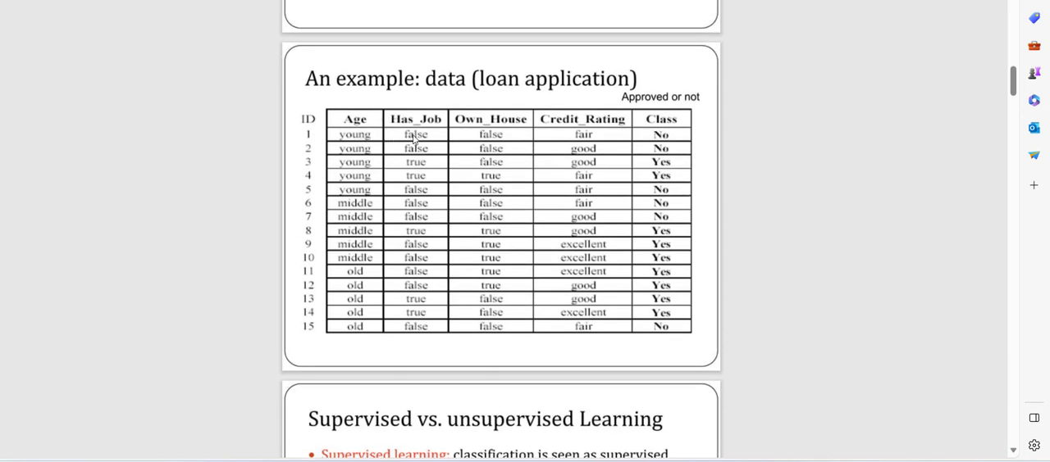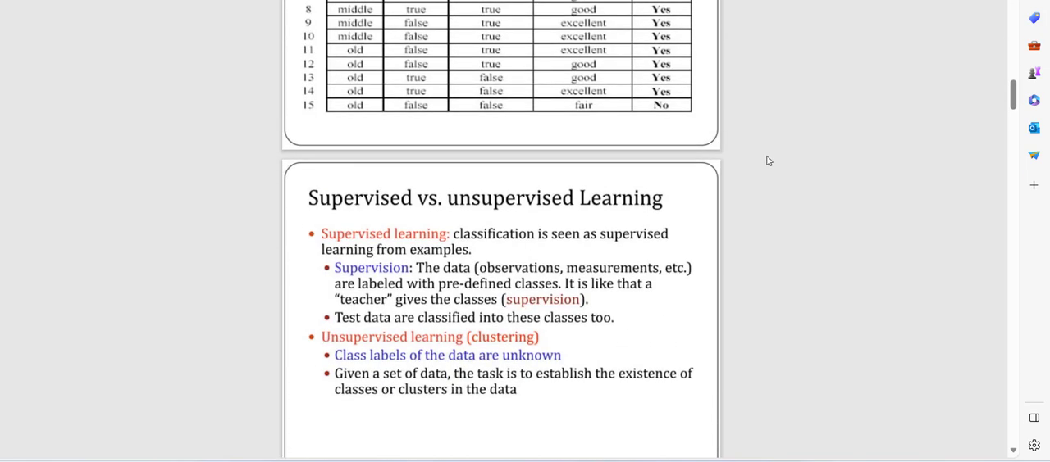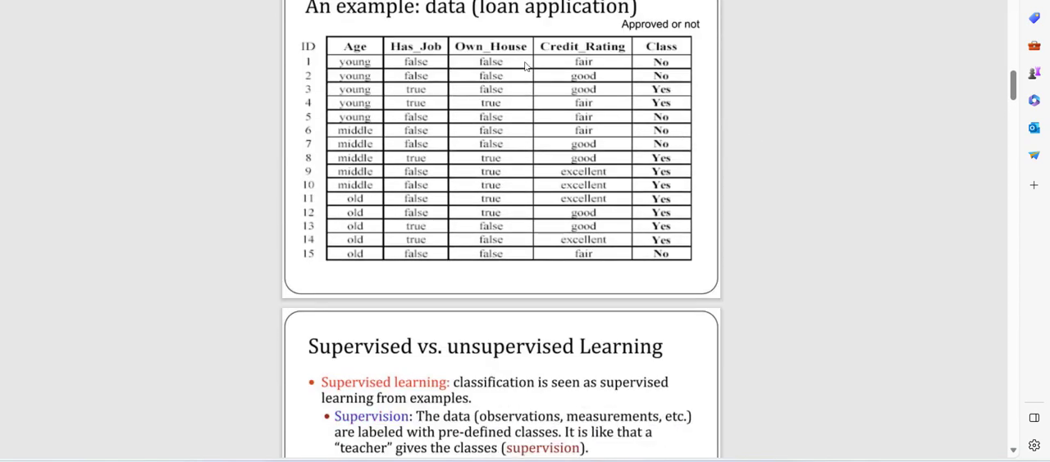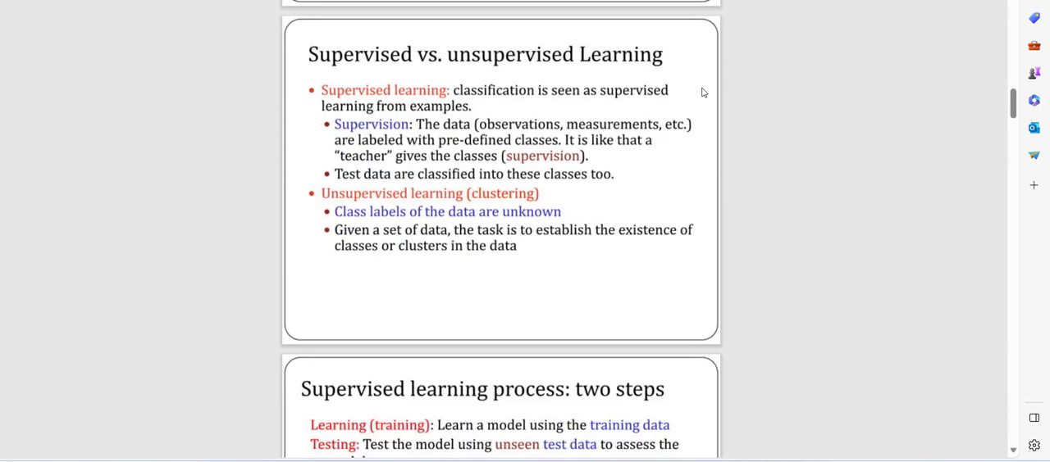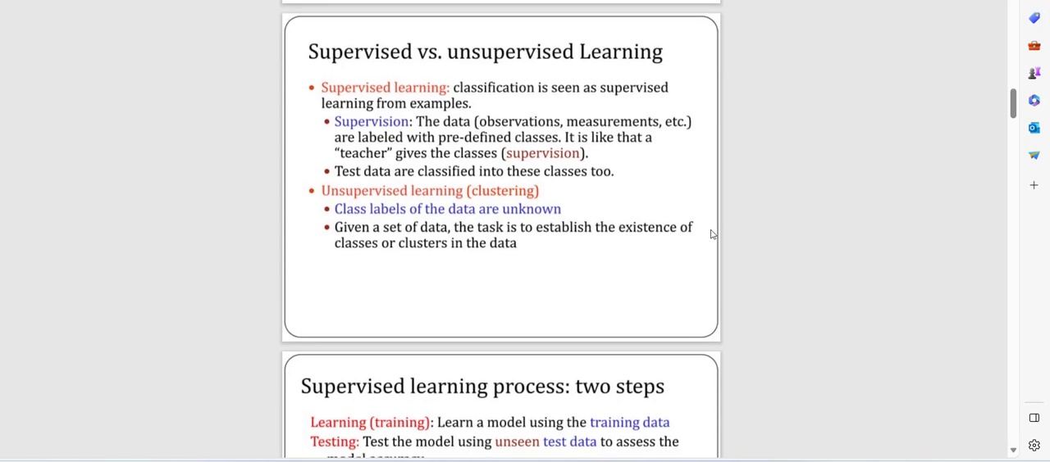For example, if a person is young, doesn't have a job, doesn't own a house, and the credit rating is fair, then the loan will not be approved for that specific person. So this is how it works, and this is a label. If you have these four features and you don't know the class, then this is called a clustering problem or clustering algorithm. Class labels of data are unknown. Given a set of data, the task is to establish the existence of classes or clusters in the data.